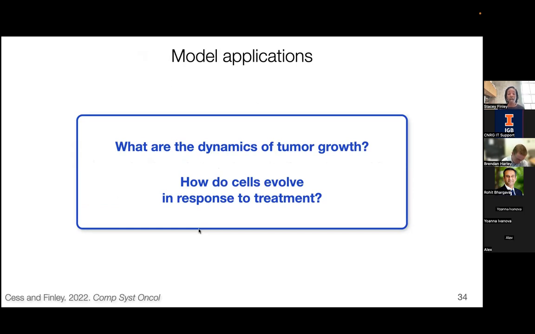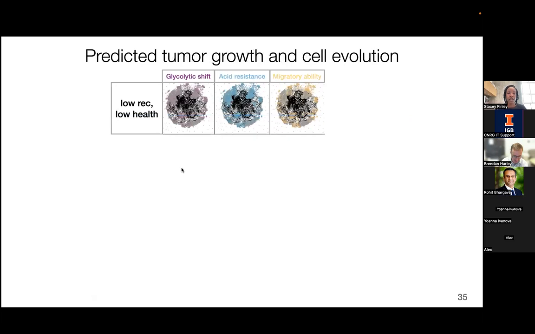And also, how do the cells evolve in response to treatment? Not only the number of cells, but what is the spatial organization and phenotype and morphology of the tumor as a whole? So I'll show you some results. We can predict the growth of tumor and also the evolution of the cell state. And so we can do this for different tumor microenvironmental conditions.